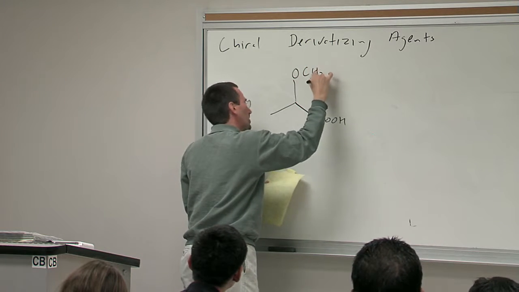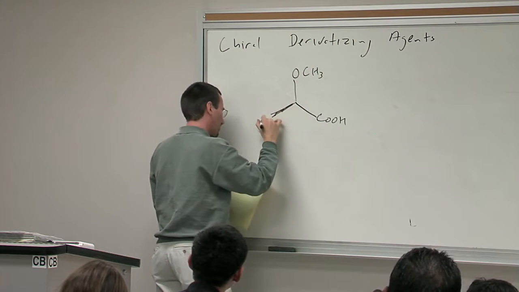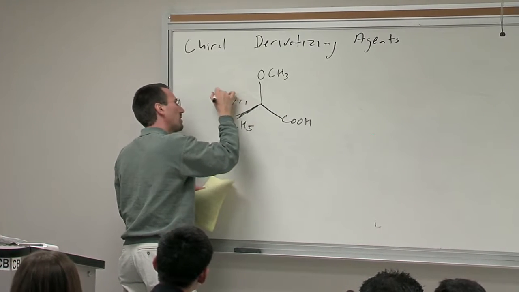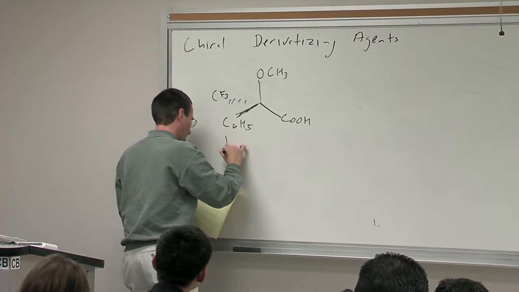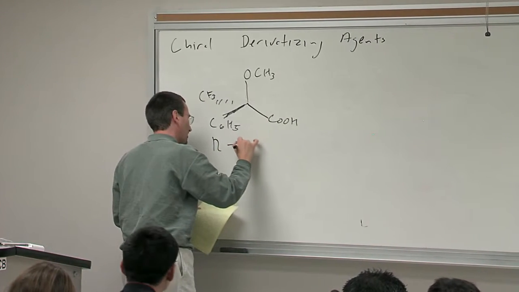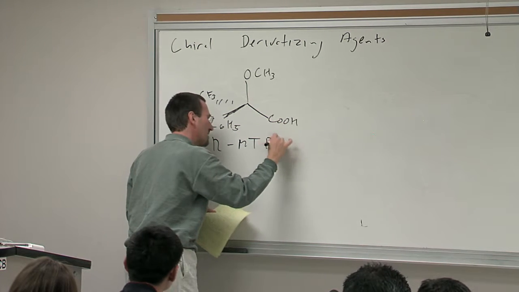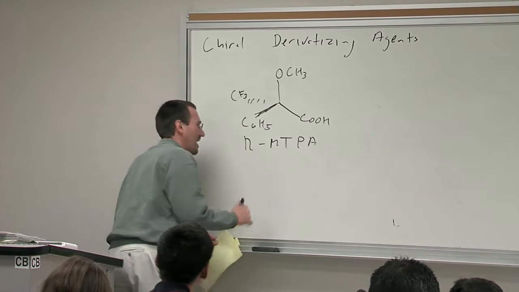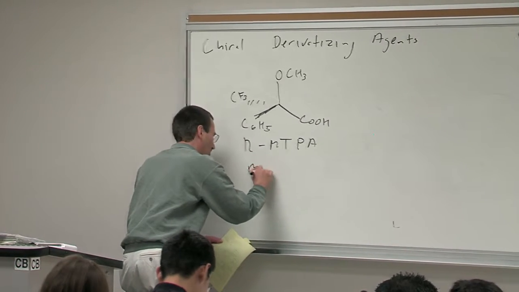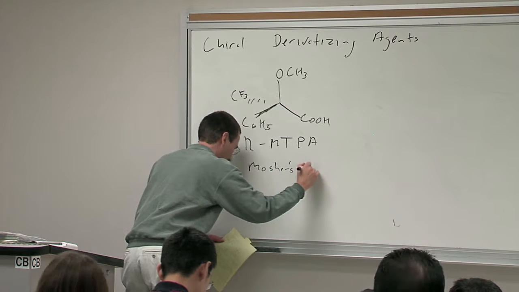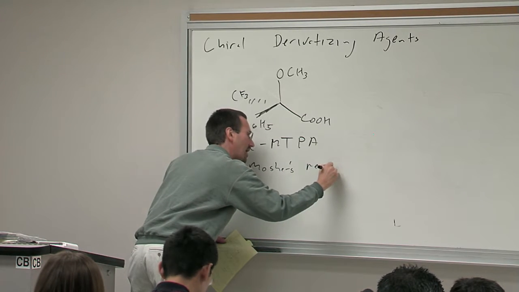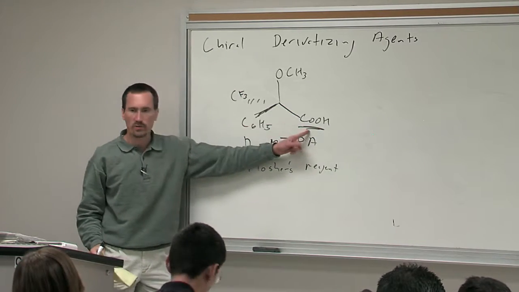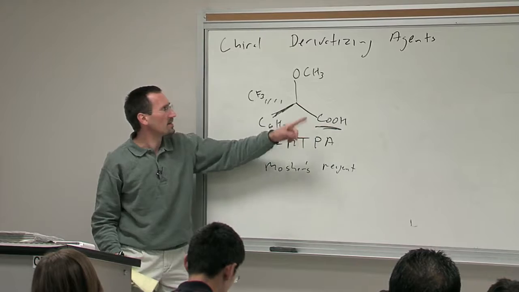One of them is very popular. It's been around for decades, I think since the 60s. This one is called, well, it's called Mosher's reagent is what everyone refers to it as. It's MTPA, which is methoxy trifluoromethyl phenylacetic acid. This one is the R enantiomer. People call it Mosher's acid or Mosher's reagent. And what you do is you simply prepare an ester or an amide derivative with the carboxylic acid.